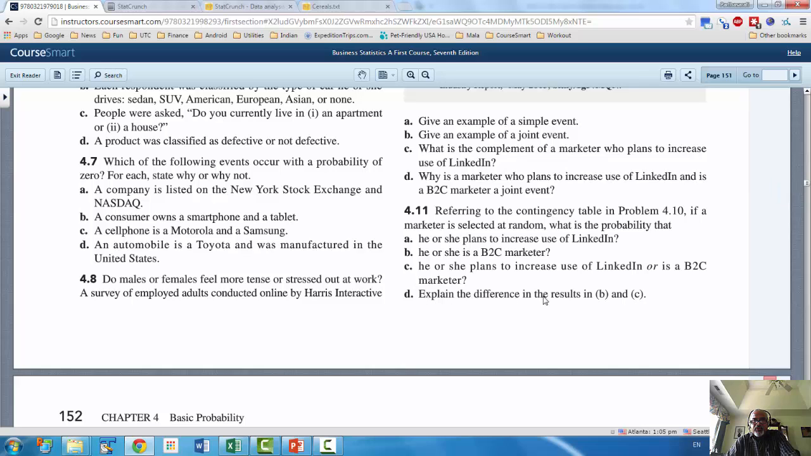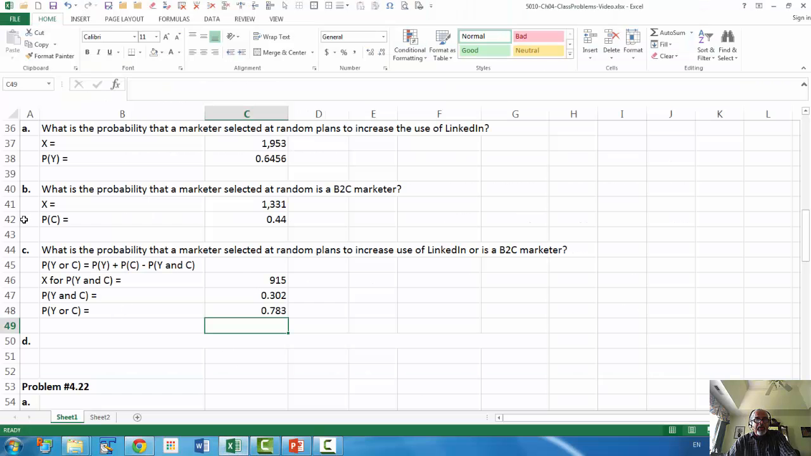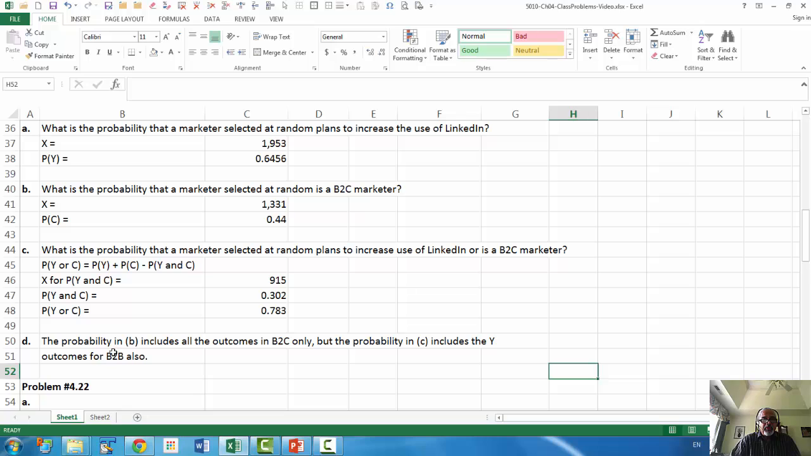D is explain the difference in the results between B and C. Now B is the probability of only C, that is, the marketer is a B to C marketer. Whereas in C we have that and those who are not C but are planning to increase LinkedIn. So that part is also added, and that's the difference. Probability in B includes all the outcomes in B to C only, but probability in C includes that and the Y outcomes for B to B as well.